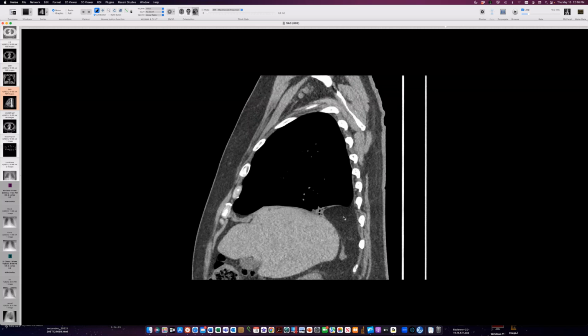Maybe that, I don't know. Maybe a very thin rim of diaphragm we can't see. It's just thinned out. I don't know. Yeah, so it's very interesting.